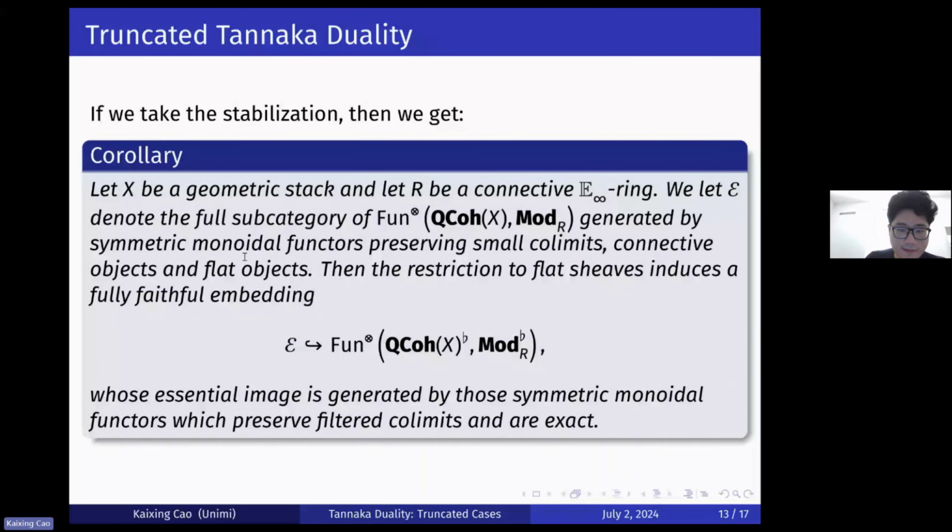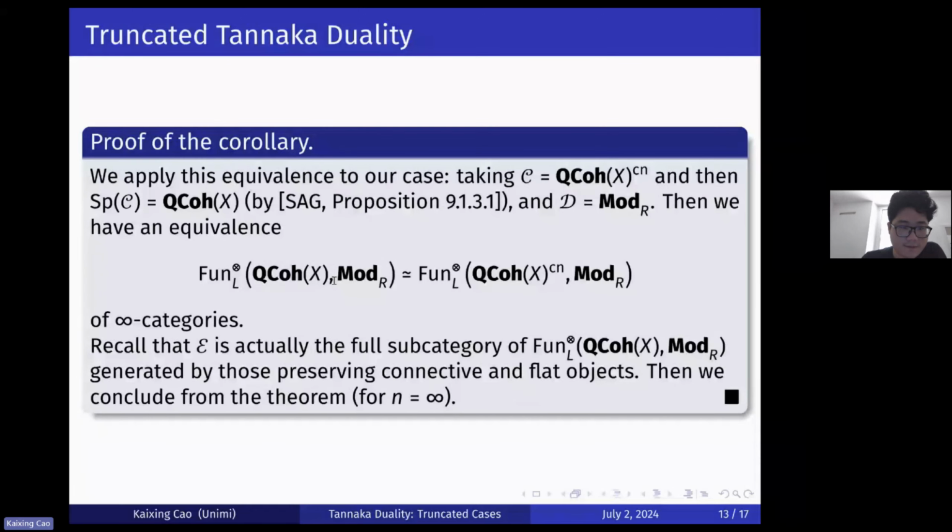So we can see that, as from the Tannaka duality for geometric stack, the E is just the R point of X, and it gets a fully faithful embedding into the functor category between the flat objects. So it's hopeful to recover the geometric stack from the flat objects of its quasi-coherent sheaves. This is a flat version of the Tannaka duality.